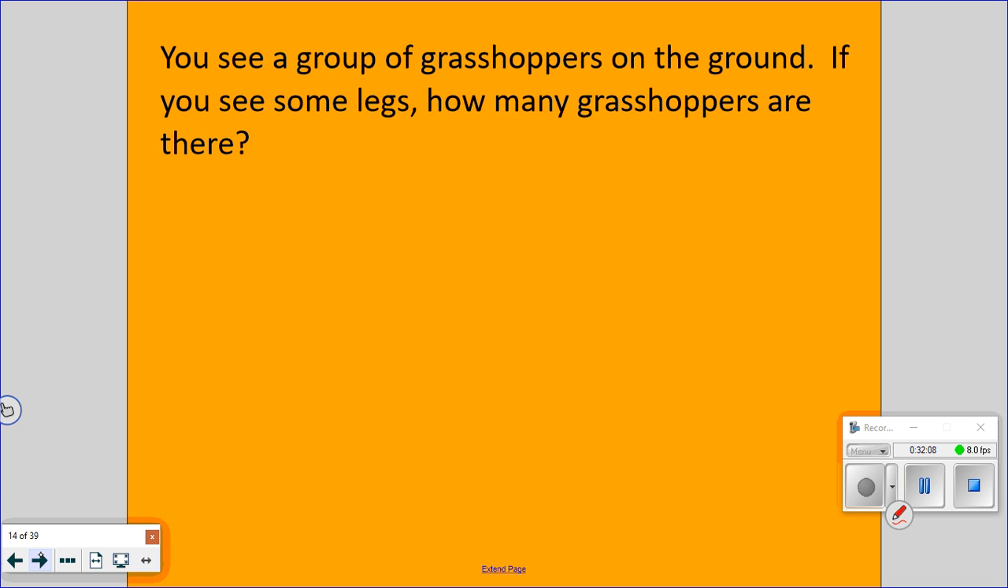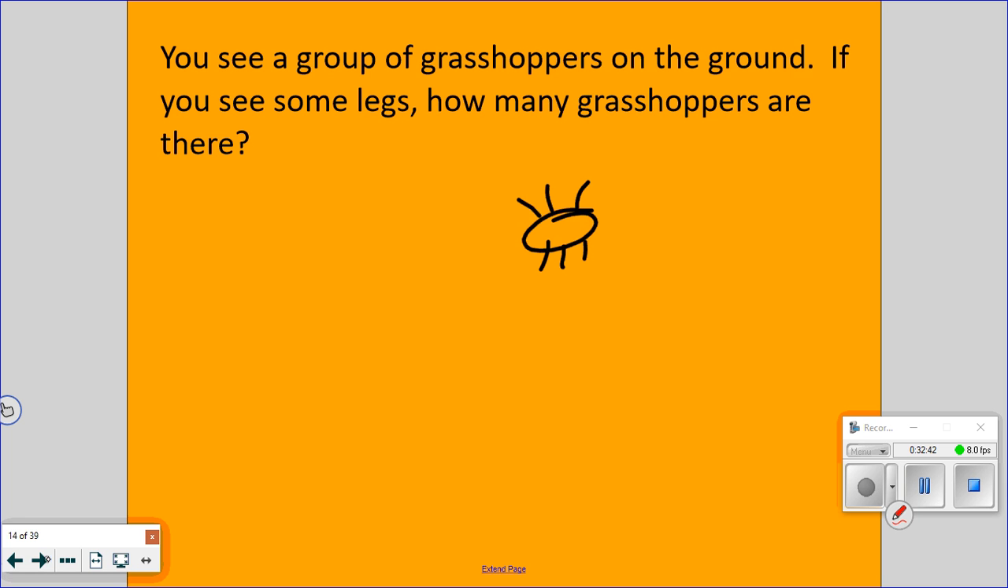You do your thinking before you raise your hand, friend. I look down, I see my 6 grasshopper legs. How many grasshoppers would that be? Jordan? There would be just 1 grasshopper. If I look down and I saw 6 grasshopper legs, that's only 1 grasshopper, because it's only 6 legs. Does that make sense? Yes.